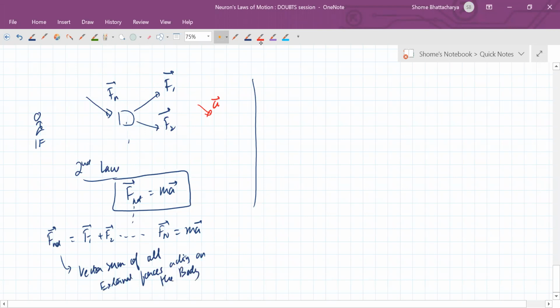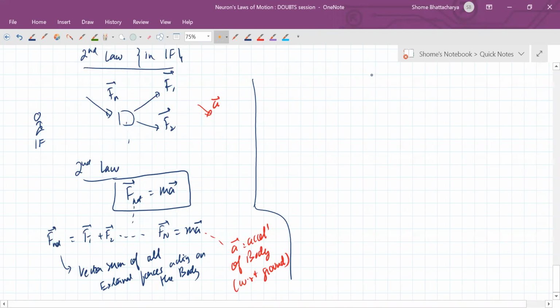Okay. And on the other side, what is a? a is the acceleration of the body, but with respect to ground, because we are in the inertial frame. So even if we are in a moving frame, it has no acceleration. Whatever acceleration we are seeing of the body is the acceleration with respect to the ground. Okay. So this is Newton's second law in the regular form in the inertial frame.